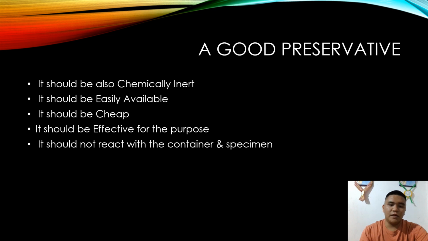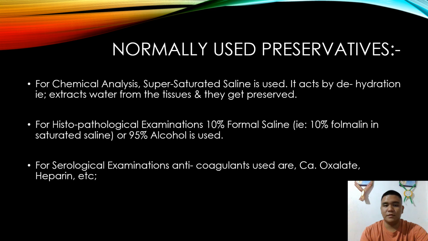A good preservative should be chemically inert. It should be easily available. It should be cheap. It should be effective for that purpose. It should not react with the container and specimen. Normally used preservative for chemical analysis is super saturated saline. It acts by dehydration, extracting water from the tissues so they get preserved.